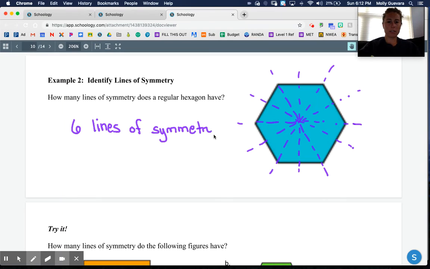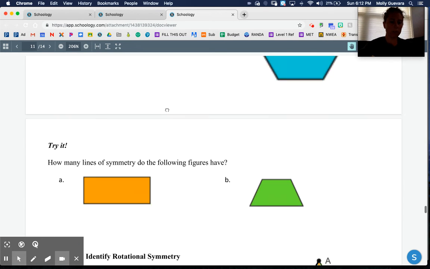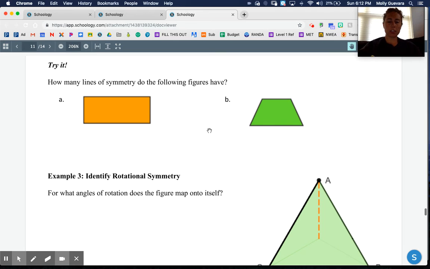So your lines of symmetry, how many ways can we just cut that guy in half? Okay. 2 try-its for you here. So go ahead and pause the video and determine how many lines of symmetry these figures have.